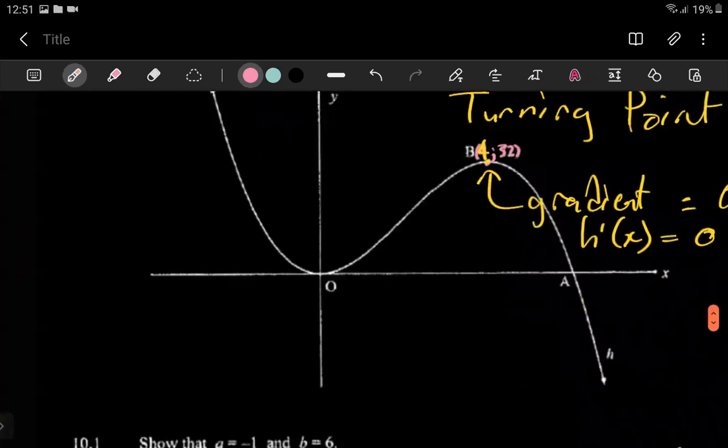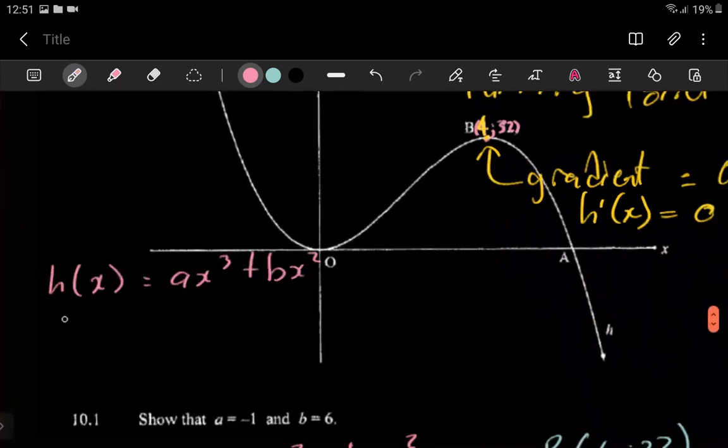And this is what I mean. h of x looks like this. It's a coordinate equation. That's how we put in a coordinate. And we put in 4 and 32. So that was useful. Now we need to put a gradient and then x value. So let us do that.